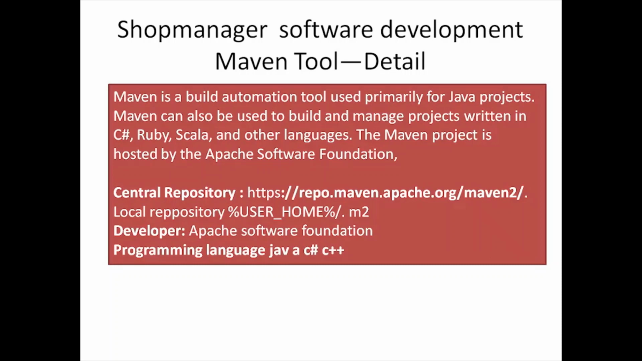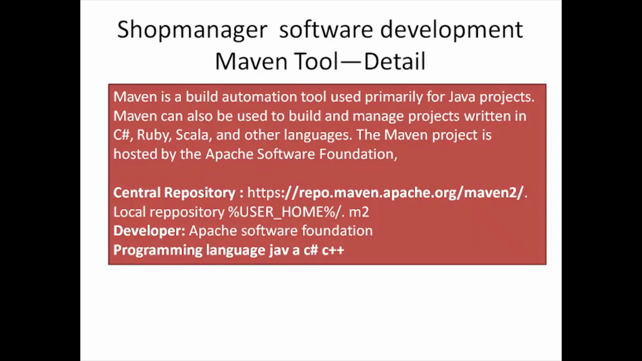The Maven project is hosted by Apache Software Foundation, and it has a central repository. A repository is nothing but a bank where it keeps all required APIs. Once we define the requirement in a POM file, it automatically downloads the required dependency from that source and keeps a copy in a local repository.